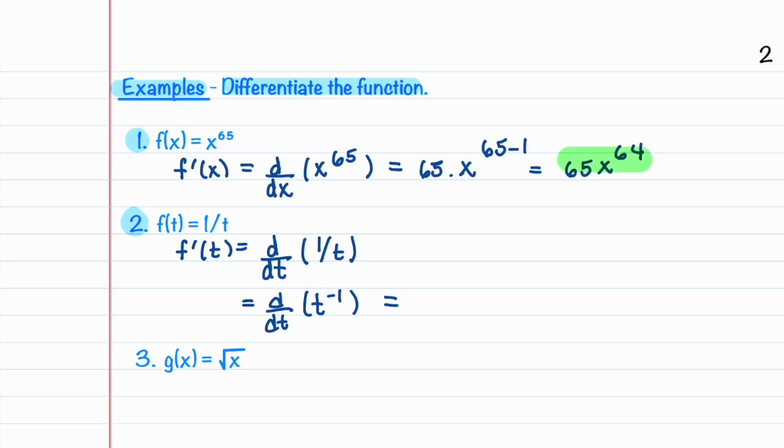We're going to bring down the power, so we have a minus 1 times t, and then we're going to subtract 1 from our exponent. And this gives us minus t to the minus 2. And I'm going to write this answer then as minus 1 all over t squared. It's a really good practice to put your answer in the same form as the function that you're given.